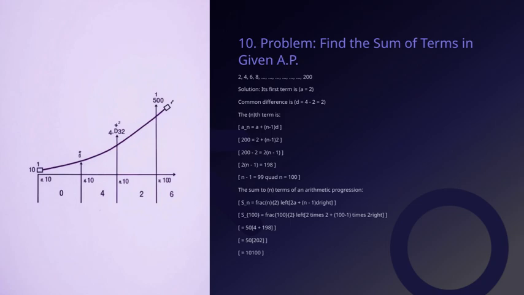Next, we look at the nth term formula, which is t n equals a plus n minus 1 times d. The common difference, d, is calculated as 4 minus 2, giving us 2. The first term is 2, and the sequence progresses as 2, 4, 6, 8, and so on, up to 200. This is a classic arithmetic sequence with a common difference of 2. Finally, the problem is to find the sum of these terms in the given arithmetic progression.